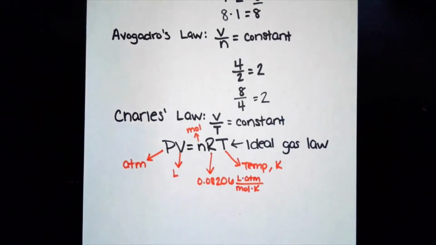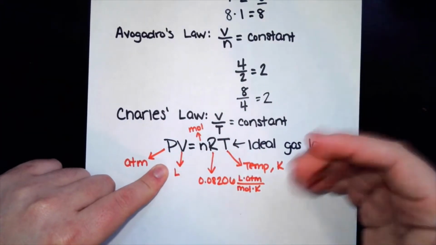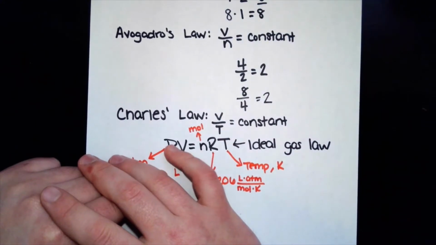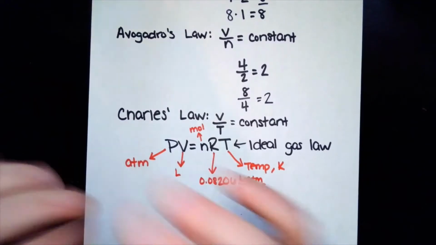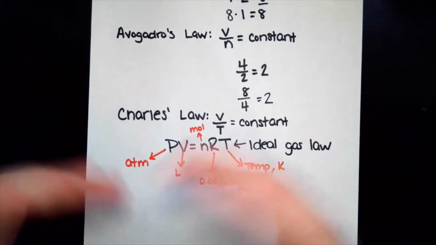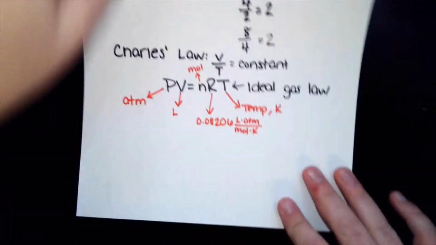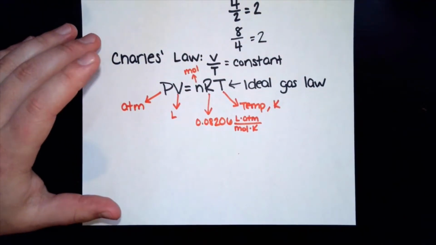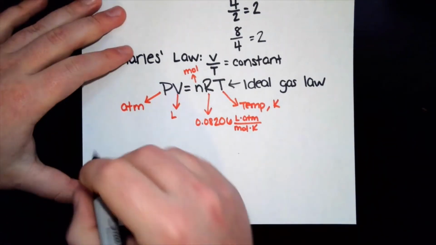Now, what if you're given multiple sets of conditions? So it gives you an original set of pressure, volume, temperature conditions, and then it says we change the pressure to this or something along those lines, and asks for a new volume or a new temperature. Any kind of a problem like that, basically what we need to do is start with two different ideal gas laws.